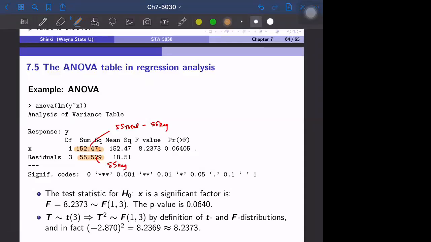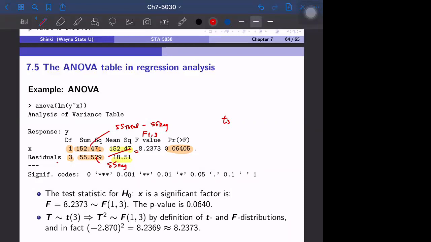We divide these numbers by their degrees of freedom, and then we get the mean squares. Then we take the ratio and get 8.23, and we assume that this follows the F distribution with df 1 and 3. Then we get this p-value. And actually, this p-value is exactly the same as on the previous page. So basically, we do the same thing. On the last page, we directly tested the coefficient of x using the t distribution with df 3. And here, we compare the overall performance with the base model.